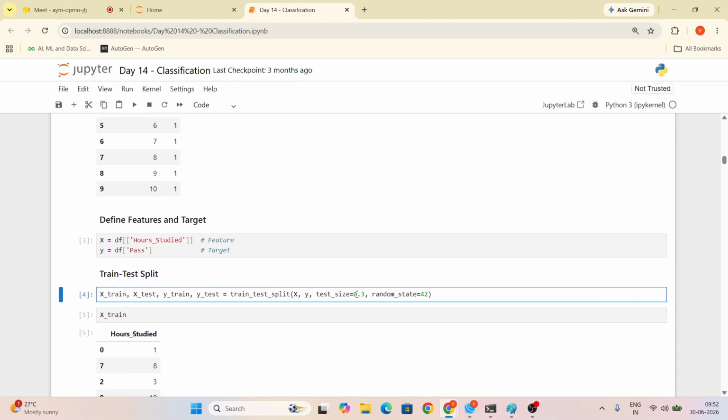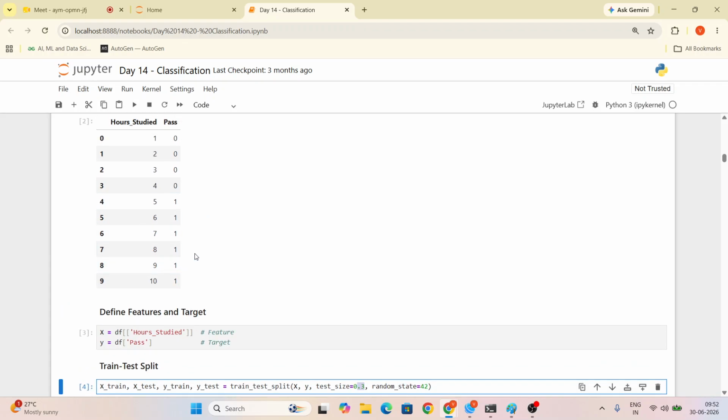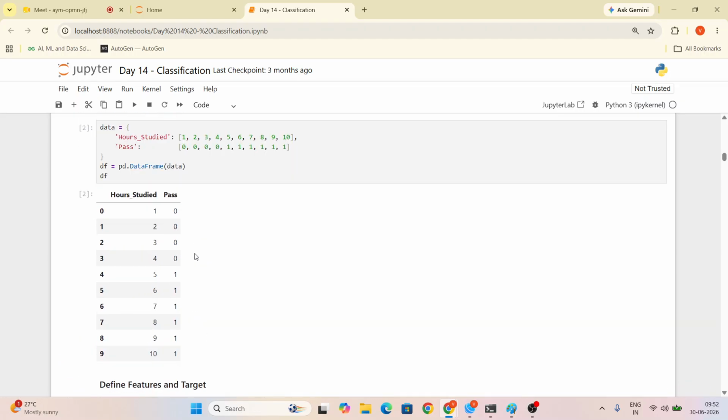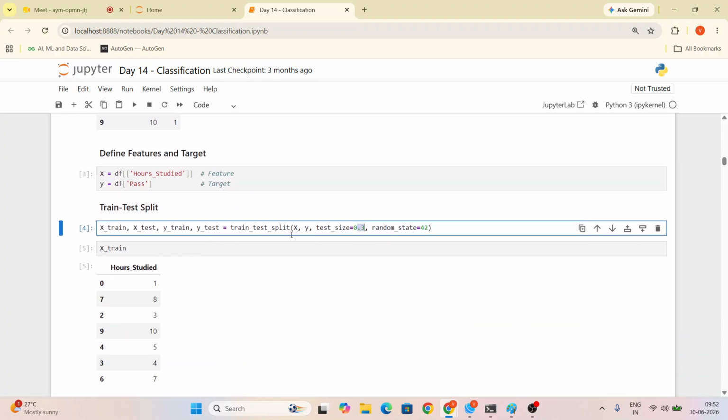How much percentage are they taking for testing? 30. So 30 percentage means how many records will be left? 3 records will be used. We have 10 records, so 30 percentage means 3 records will be used for testing, and 7 records for training. Yes, correct. Okay, so 30 percentage.